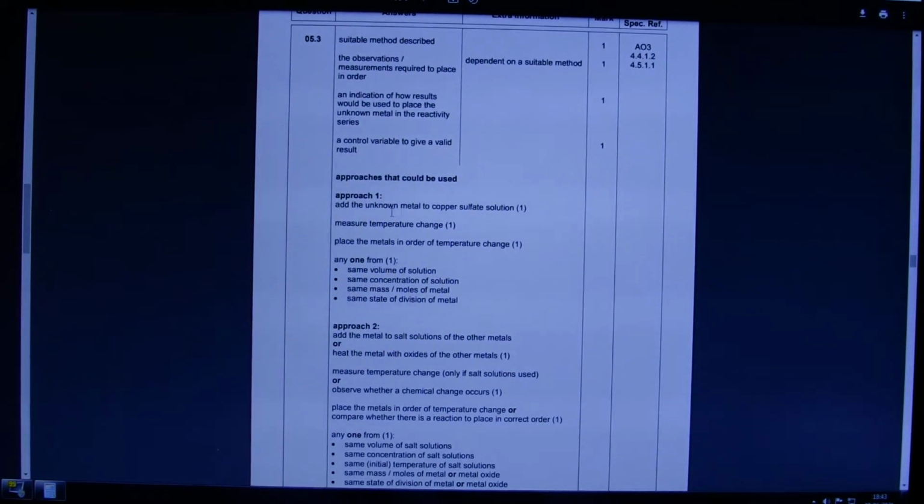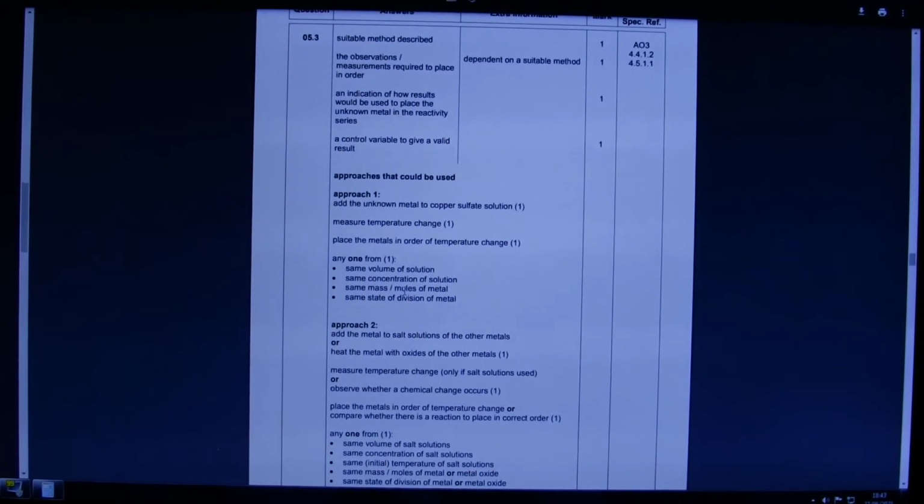A control variable? Approaches that could be used. Measure the temperature change when it's added to copper sulfate. Same volume of solution, same concentration of solution, same mass of metal, same state of division of metal. Yeah, obviously you have to use the same sample presentation and the same amount of the same solution.